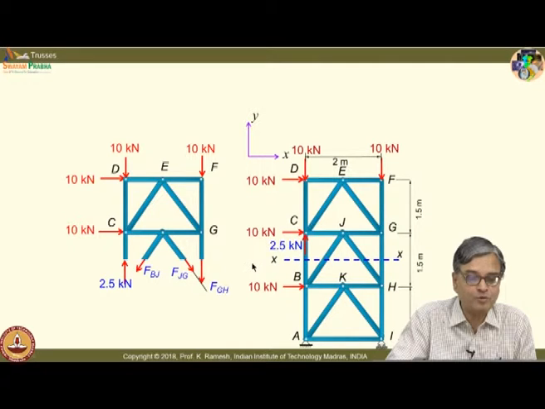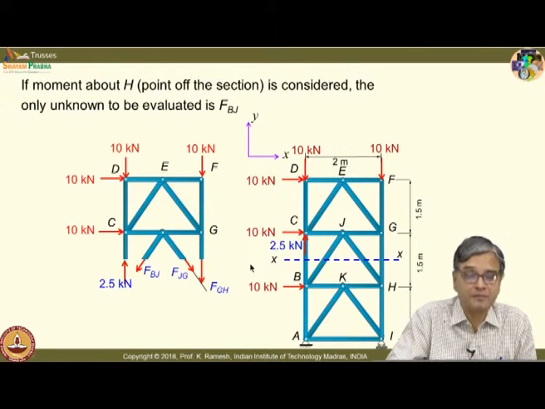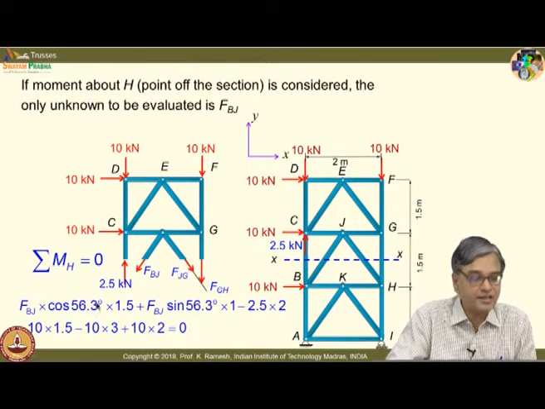So, I can find out what this angle is. Some computation you may have to do, and I would urge that from next class onwards, please bring your calculators and you could verify whether my arithmetic is all right. If I put sigma M_H equal to 0, I get the equation like this: F_BJ cos 56.3 into 1.5 plus F_BJ sin 56.3 into 1 minus 2.5 into 2, 10 into 1.5 minus 10 into 3 plus 10 into 2 equal to 0.